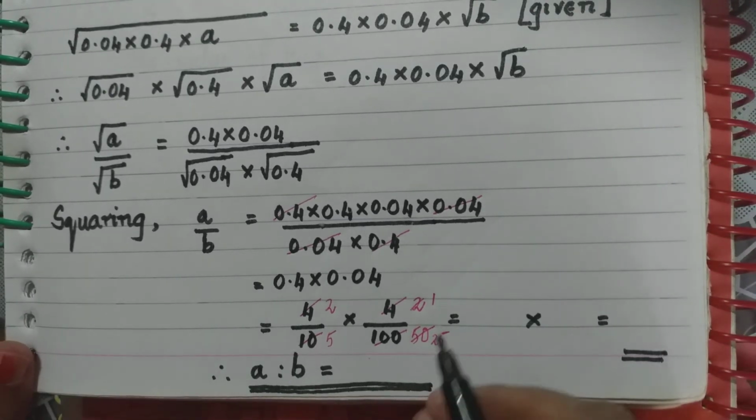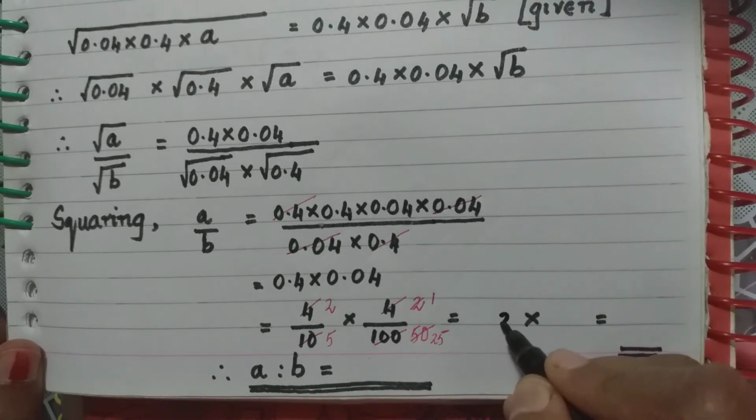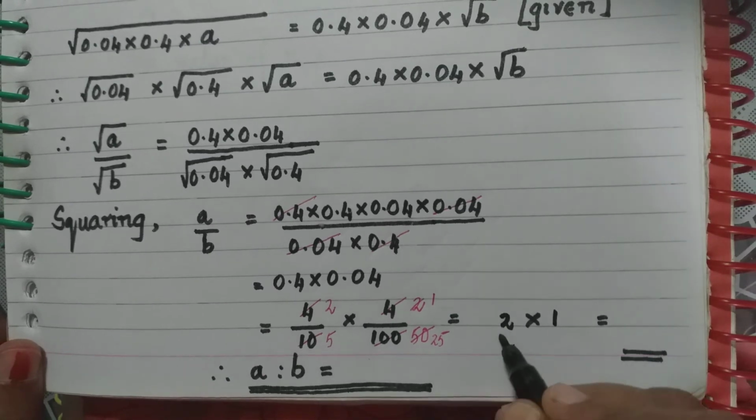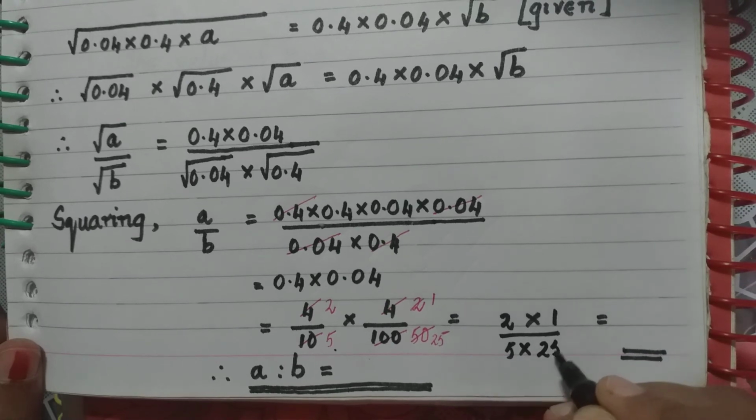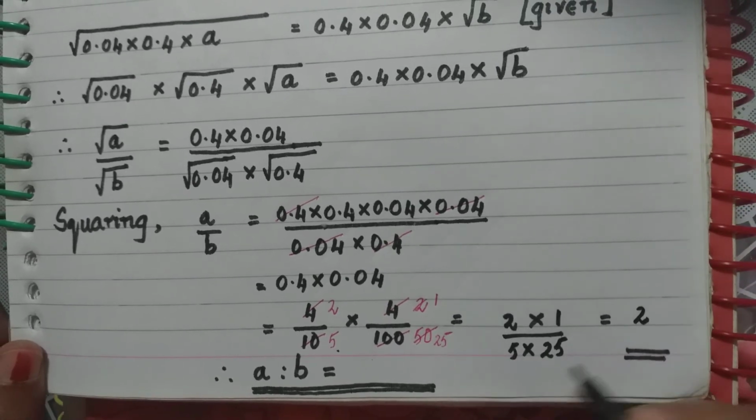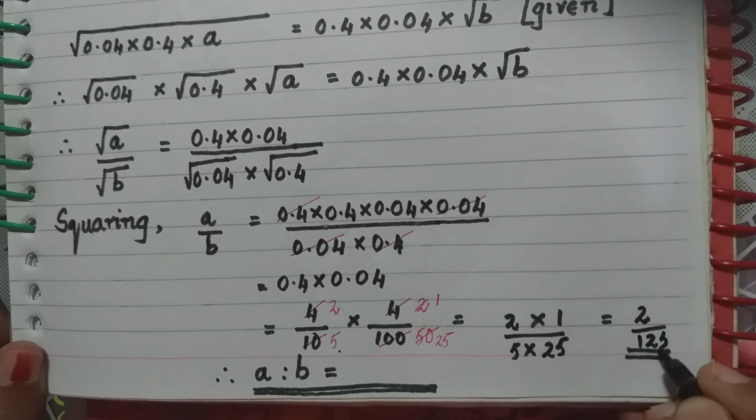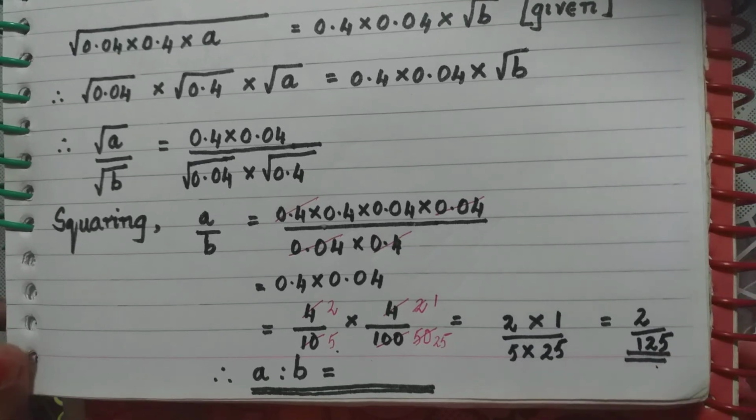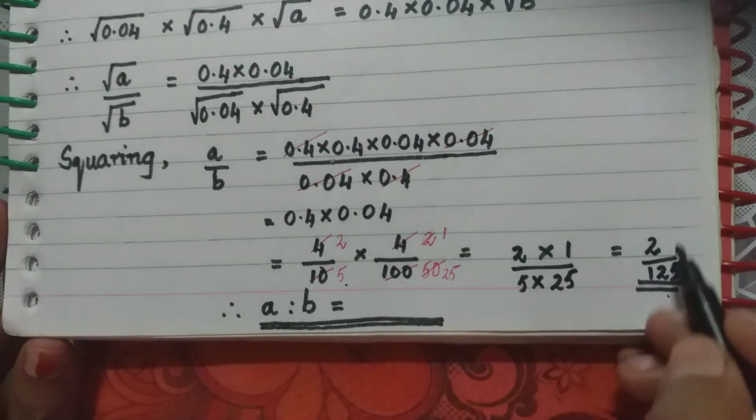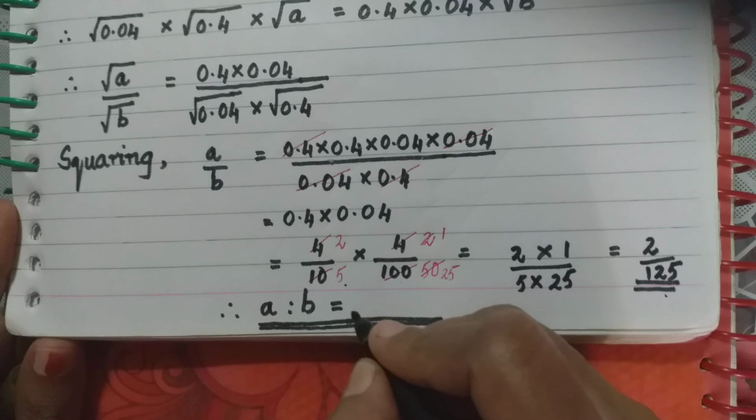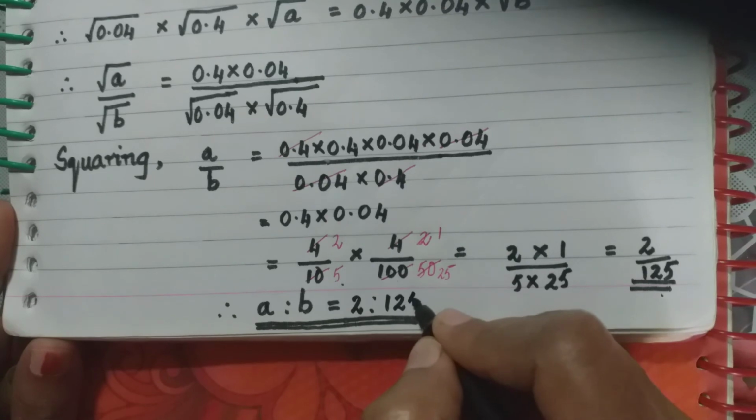So now when I multiply, what happens? This becomes 2 into 1, right? 2 into 1 upon, what is left? 5 into 25. So 2 into 1 is 2. 5 into 25 is 125. Now this is in terms of fraction. What was the question? Find the ratio A by B, or A is to B. So I have to write this in terms of a ratio. So I write 2 is to 125.